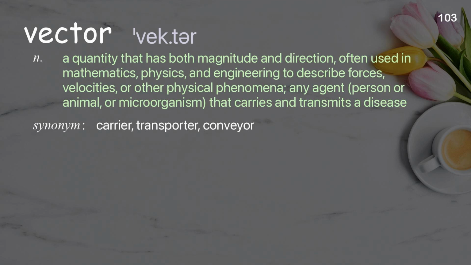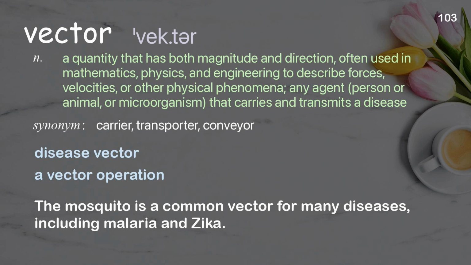Vector. A quantity that has both magnitude and direction, often used in mathematics, physics, and engineering to describe forces, velocities, or other physical phenomena; any agent, person or animal, or microorganism that carries and transmits a disease. Examples: Disease vector, a vector operation. The mosquito is a common vector for many diseases, including malaria and Zika.